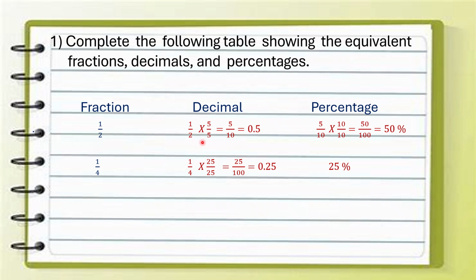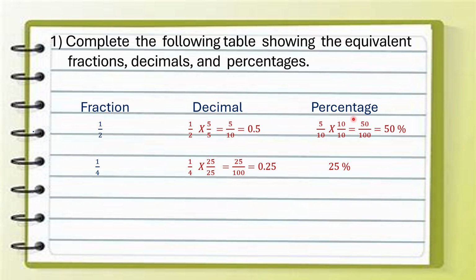So what number we are multiplying in the denominator, the same number we should multiply in the numerator. So 1 into 5, it's 5. 2 into 5, it's 10. So 5 by 10 is nothing but 0.5. Now let's convert into percentage. Now what do we have? 5 by 10.